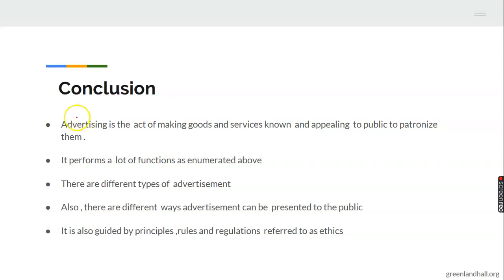In conclusion, advertising is the art of making goods and services known and appealing to the public to patronize them. It performs a lot of functions as enumerated above. There are different types of advertisement, and furthermore, there are different ways advertisement can be presented to the public, that is advertising media. And it is also guided by the principles, rules, and regulations referred to as ethics.